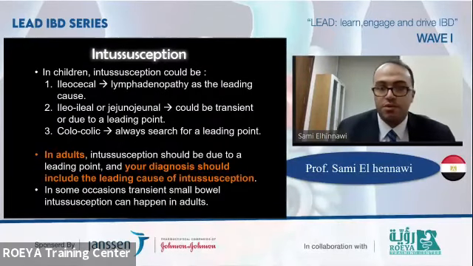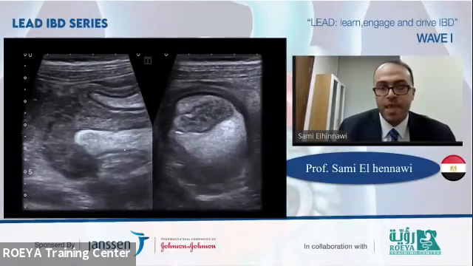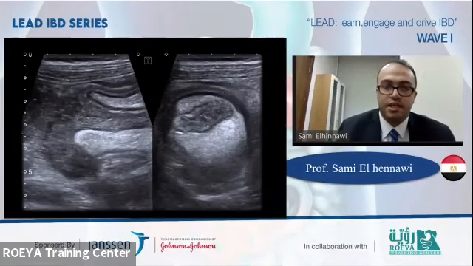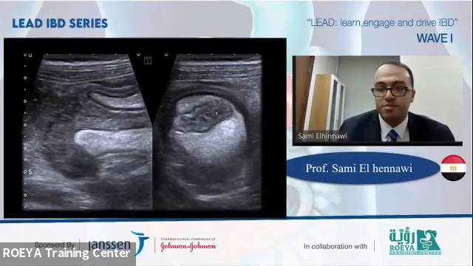The last thing I'm going to talk about is intussusception. It's very important to know that intussusception in adults should have a leading cause. So if you diagnose an intussusception in adults, you should search for a leading cause. Here in this case, it was a 50 year old male complaining of Crohn's disease. Here is the small bowel, the ileum, surrounded by echogenic fat. It's invaginated into the colon. That's intussusception.